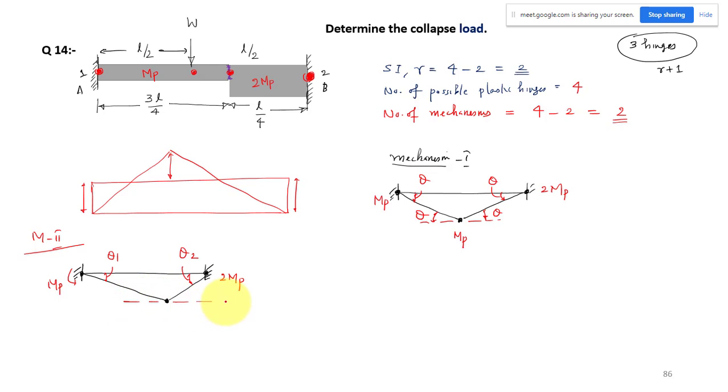So what is the value of MB at this point? What is the value of plastic moment at this point, at this junction? You have to take the least value. So we have to take the least value of MB and 2 MB. The least is MB, so this is MB. Okay, so now we can solve these two mechanisms.